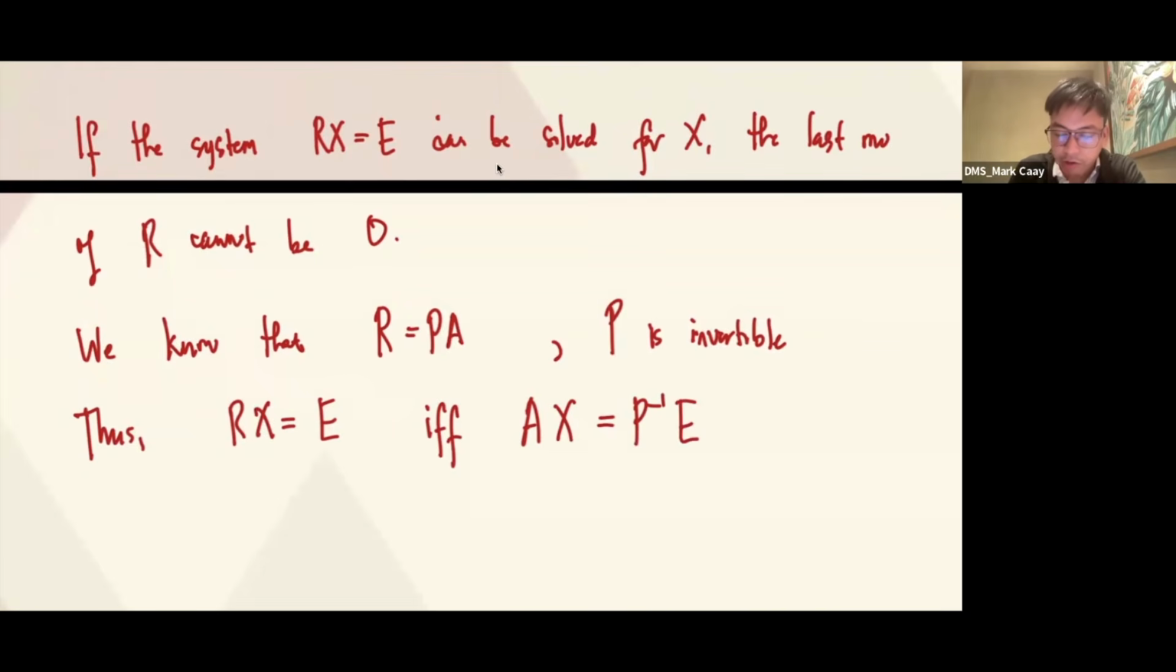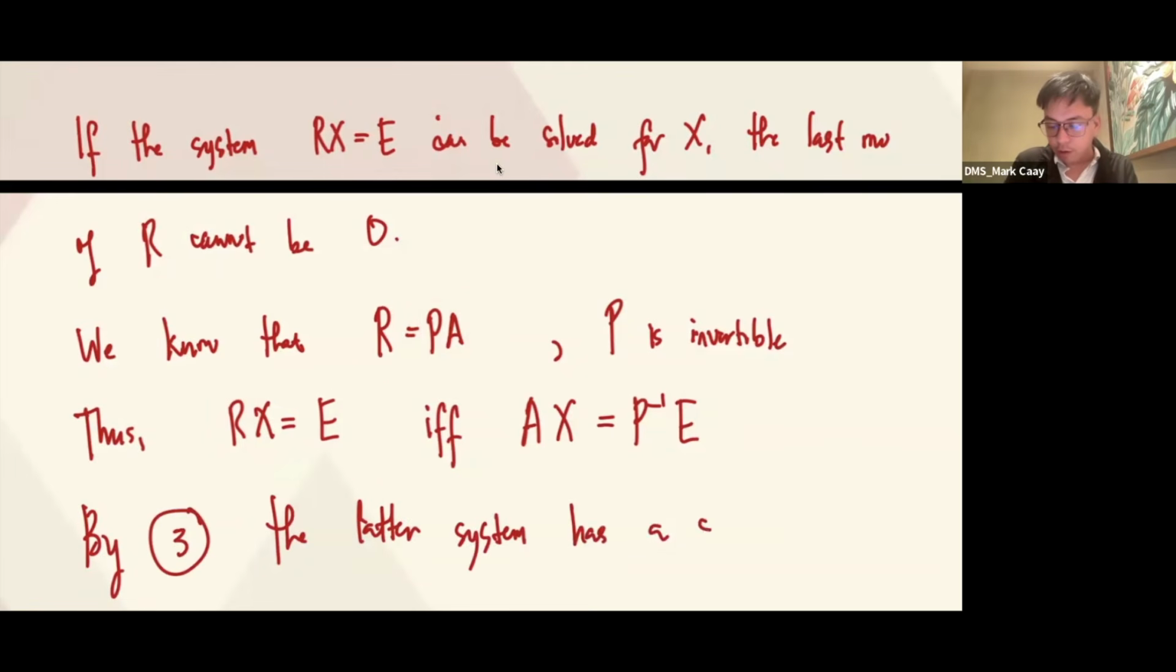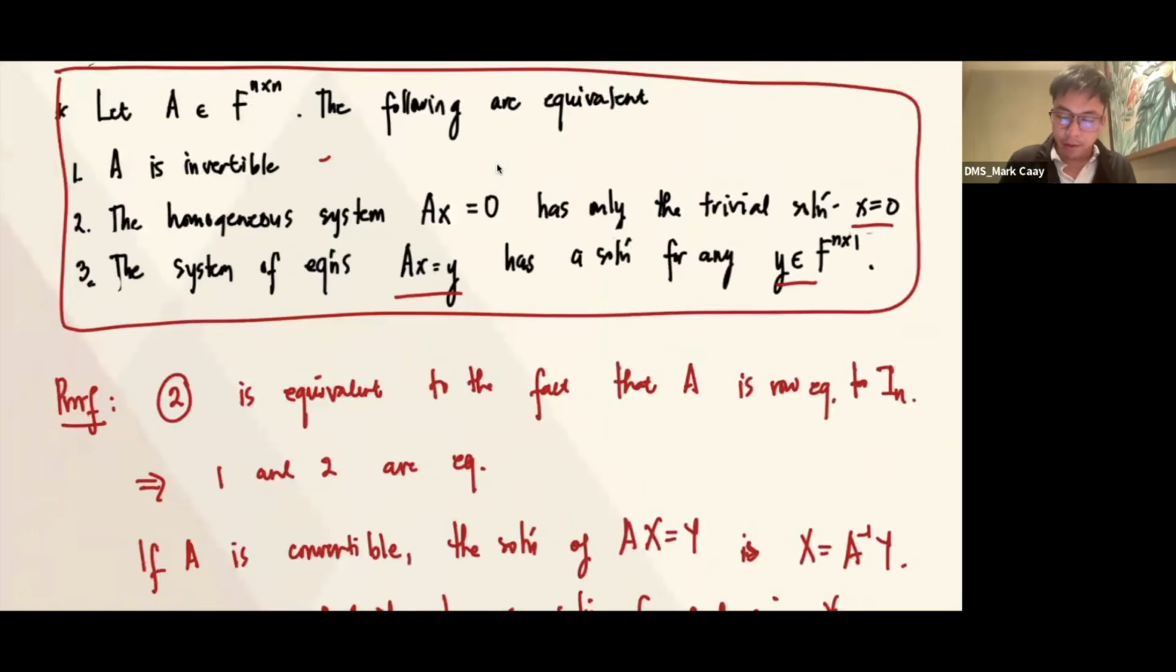We can do that because R is PA. And so if I replace R by PA, I have PAX. But P is invertible, so I multiply by the inverse here. So AX equals P inverse E. So the statement says that by 3, the latter system has a solution. So in this part, it's now obvious that we have shown this.